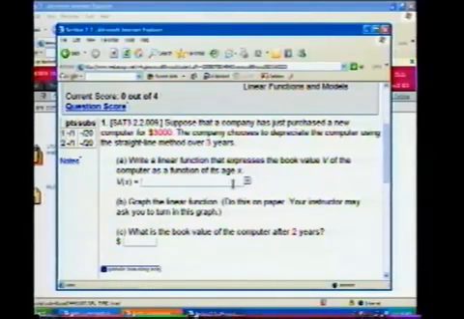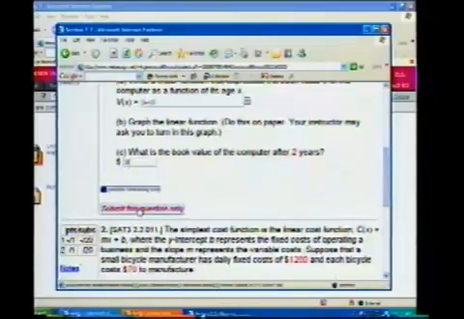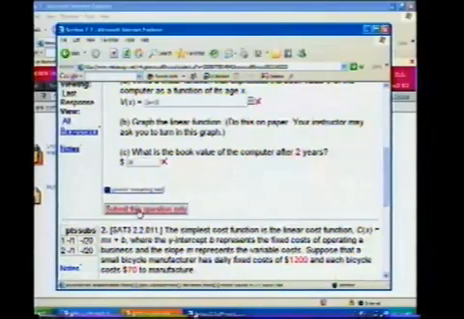So we're just going to put something in here. It asks for a function. I'm not even going to put a function. I'll just put 3x plus, well, I'll put a function, 10. I know that's wrong. And what is the book value of the computer after 2 years? I'm going to put $30. All right, so you put your answers in, submit this question. I'm only going to submit that one.